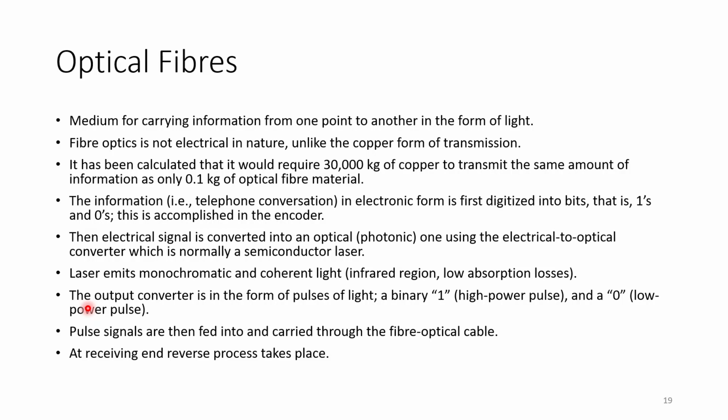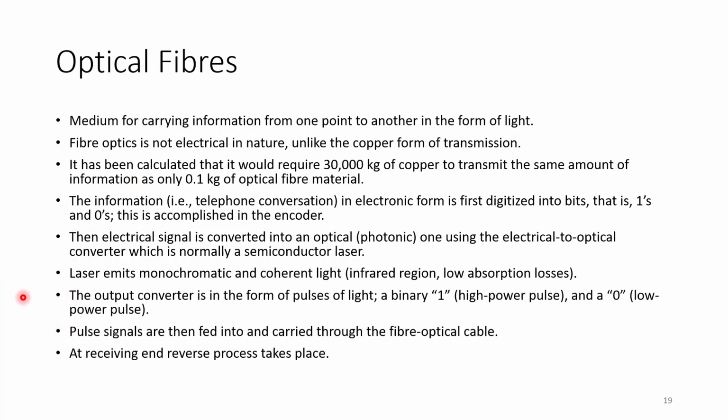The information such as telephone conversation in electric form is first digitized into bits, that is ones and zeros, and this is accomplished in the encoder. Then the electrical signal is converted into an optical photonic signal using the electrical to optical converter, which is normally a semiconductor laser. This laser emits monochromatic or coherent light in the infrared region, which causes low absorption losses.